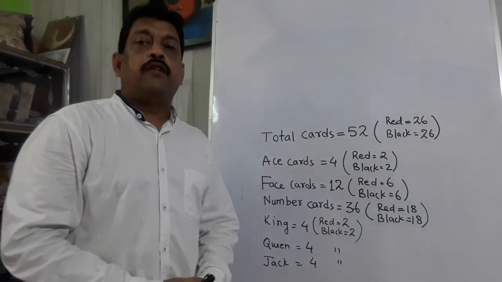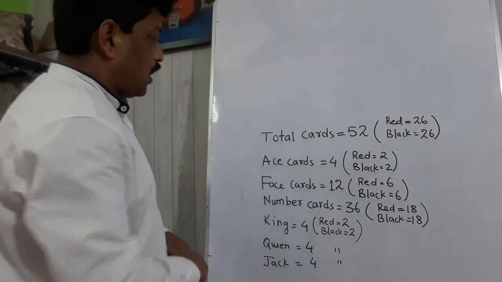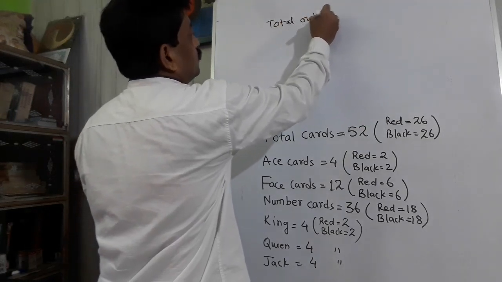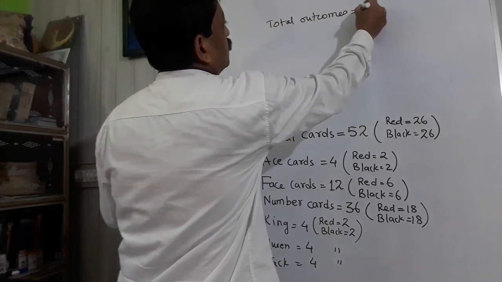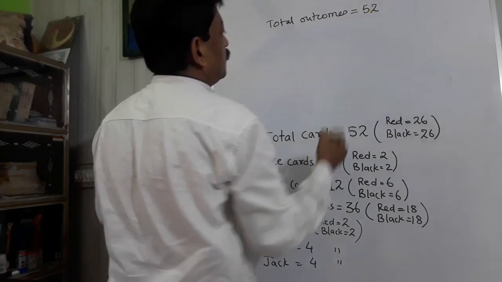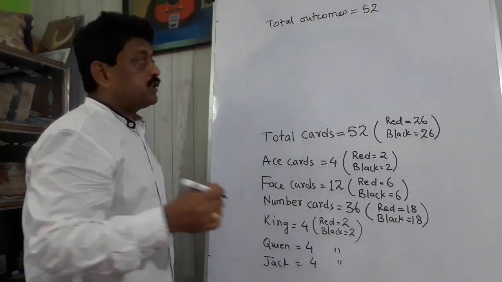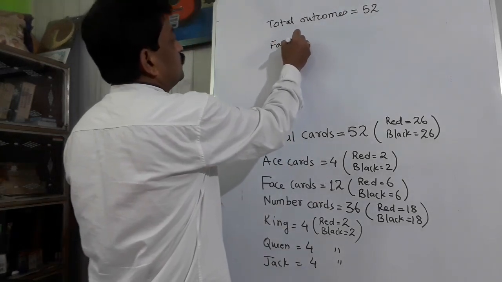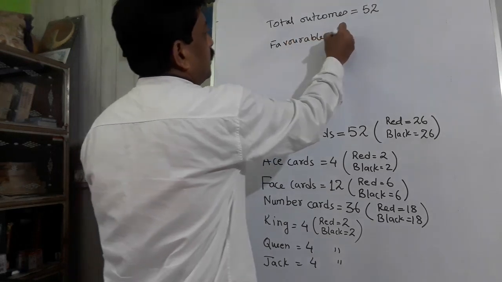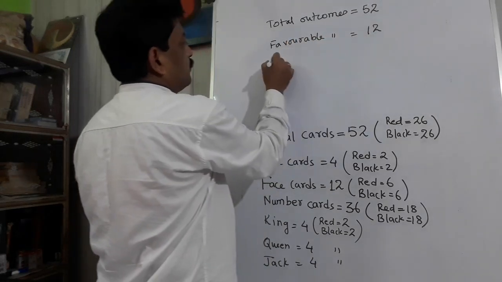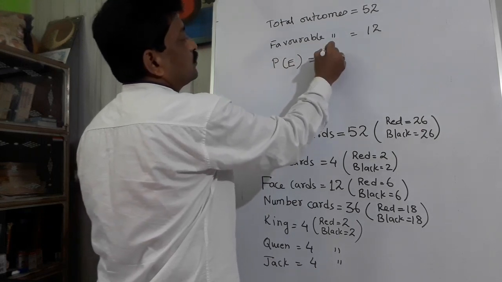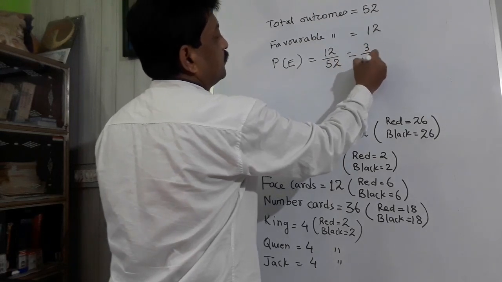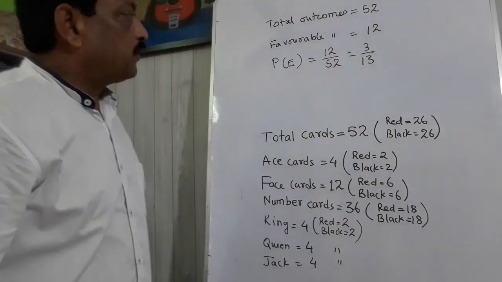Find the probability of getting a face card. So how many total outcomes? Total outcome is 52. And we want face card, so total face card is 12. Therefore favorable outcomes equals 12. Hence the probability P(E) is equal to 12 upon 52, that is 3 upon 13 by cancelling.